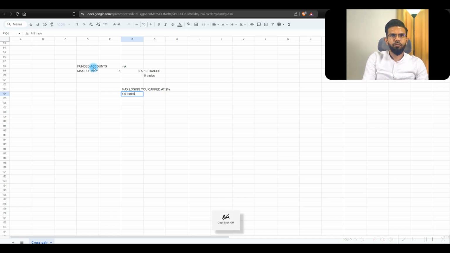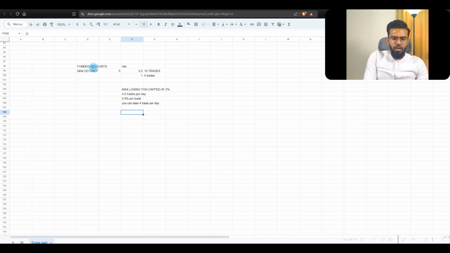So when you cap your maximum losing at 2% a day, let's say you take 4 to 5 trades per day. If you risk 1%, you're going to miss out on another 3% trade. So you're going to risk only 0.5% per trade, so you can take 4 trades per day. This is how you're going to change your trading plan according to how much you're going to risk.